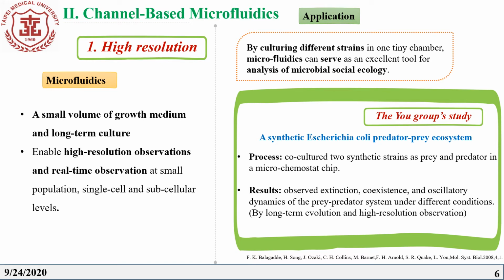The first typical feature is high resolution. It needs only a small volume of growth medium, and it also allows long-term culture. It can support high resolution observation and real-time observation. And Europe depends on this feature to co-culture two synthetic strains in a micro chemostat chip. As a result, they observed extinction, coexistence, as well as oscillatory dynamics of the system under different conditions.